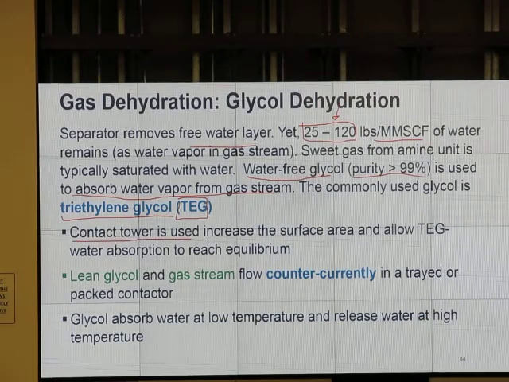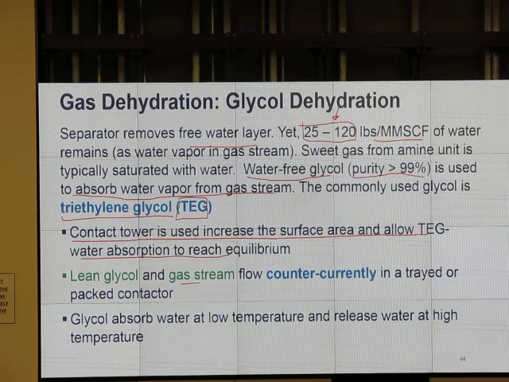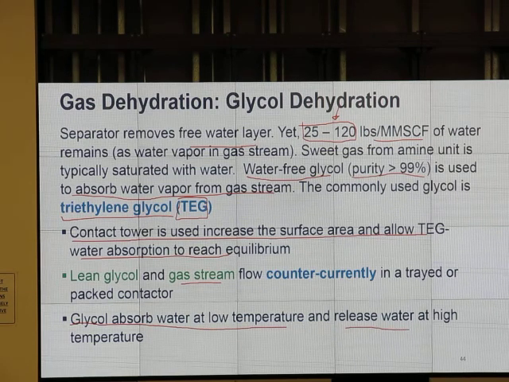A contact tower is used to increase the surface and allow TEG water absorption to reach equilibrium. Lean glycol and gas stream flow countercurrently in the tray or packed contactor. Glycol absorbs water at low temperature and releases water at high temperature. The way it works is similar to the amine contact tower, but you just have to change the word lean amine to lean glycol. The rest is the same.